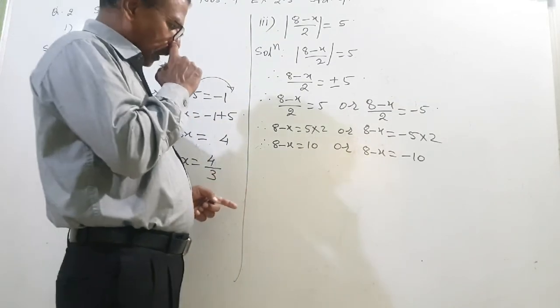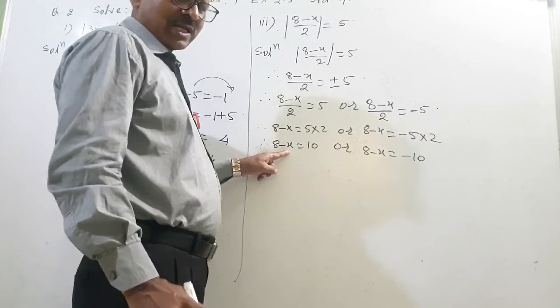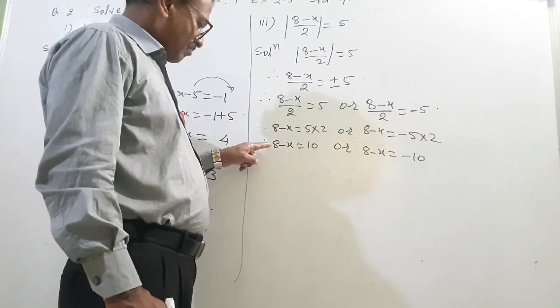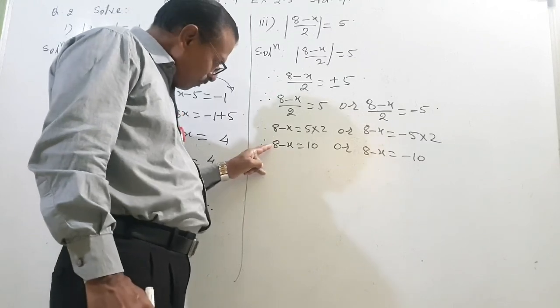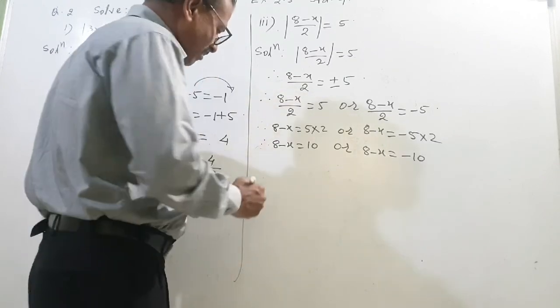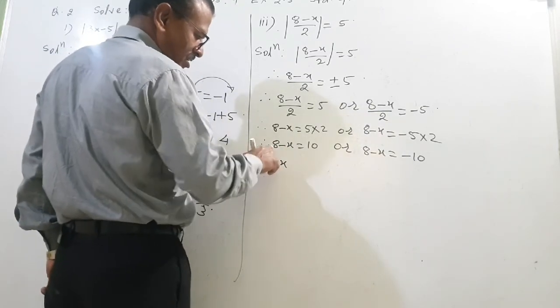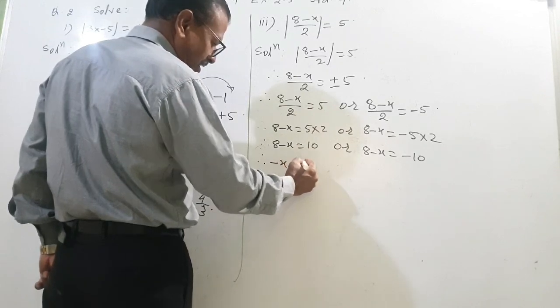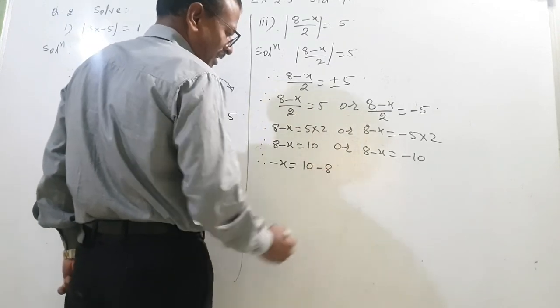Now, which is the single one? I don't want to touch this variable. I am going to remove this 8 from here. Here it is plus, on this side it is plus, so there it will become minus, and what will remain here? Minus x will remain here. Only 8 is shifting. 10 has come, here it will become minus 8.